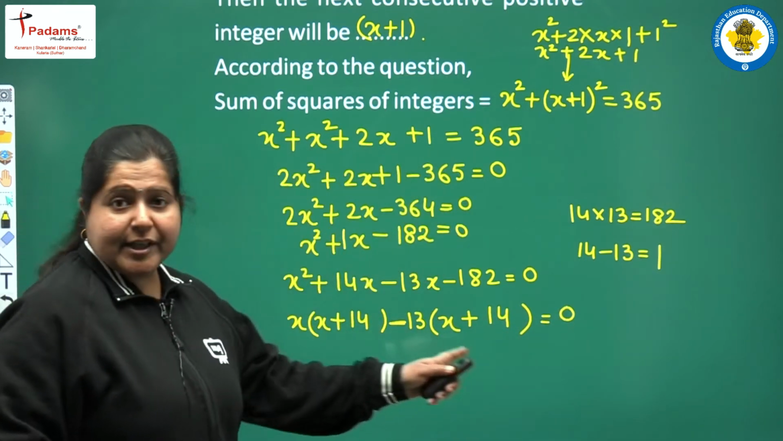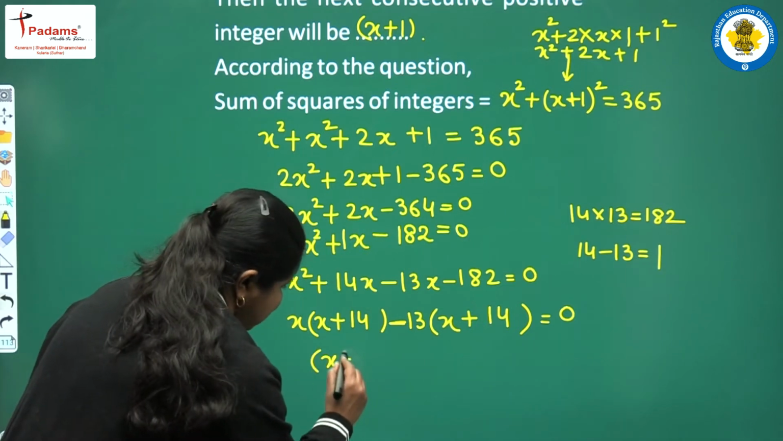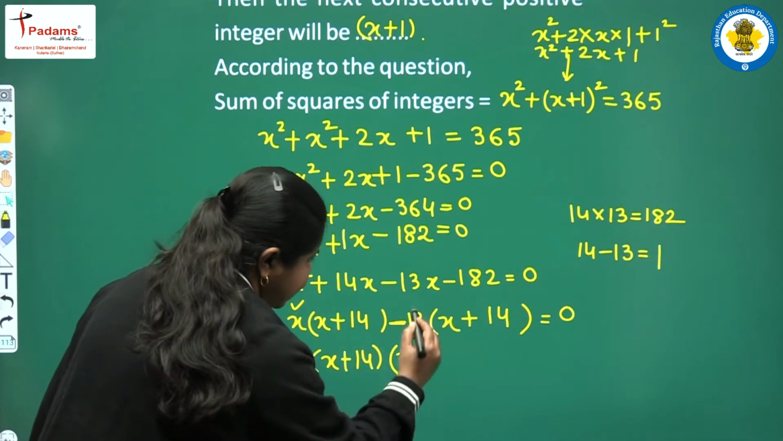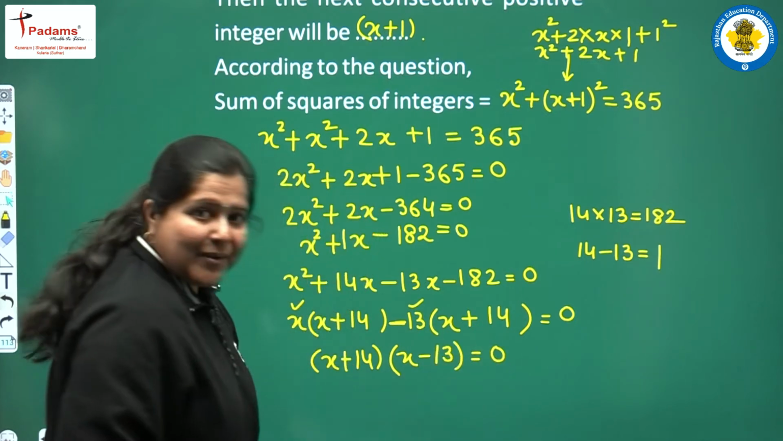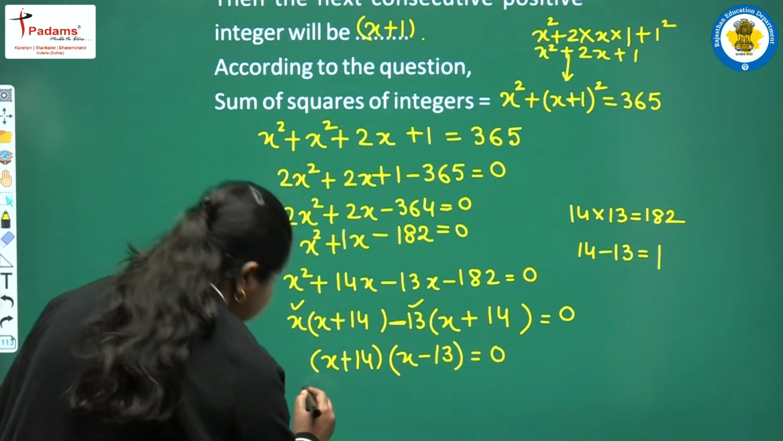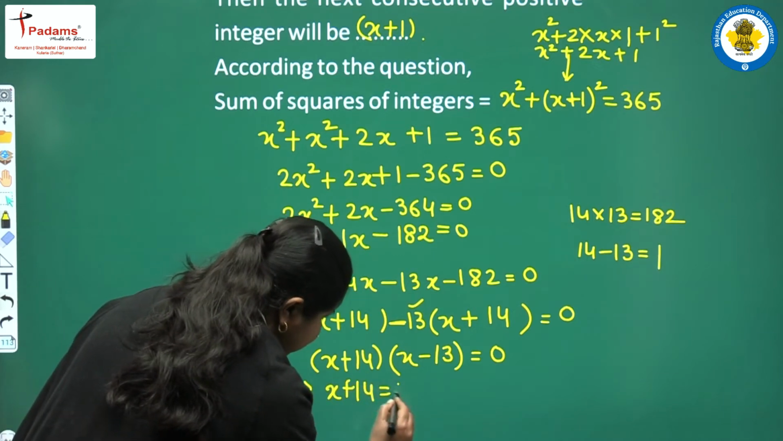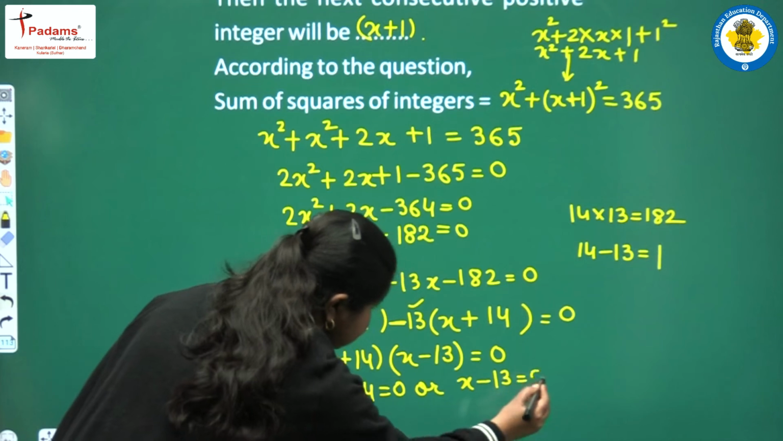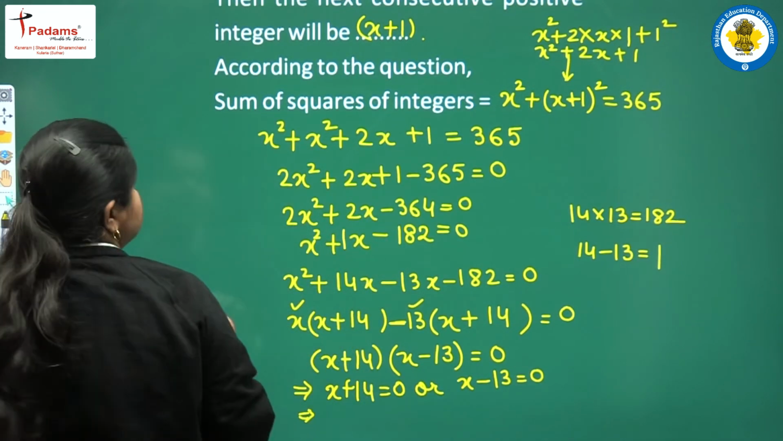Now x plus 14 is the common factor, take it outside. x plus 14 और यहाँ हमें मिलेगा x और यहाँ से -13. This is equal to 0. Okay. Now this gives us either x plus 14 is equal to 0, or x minus 13 is equal to 0. This gives us, let me make some space.